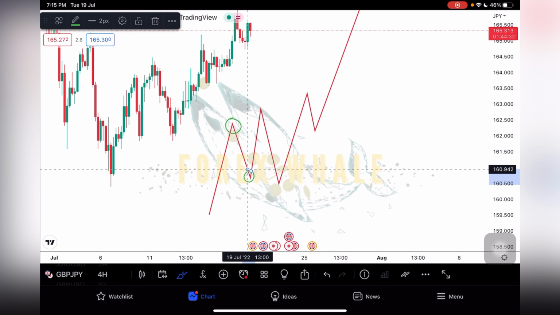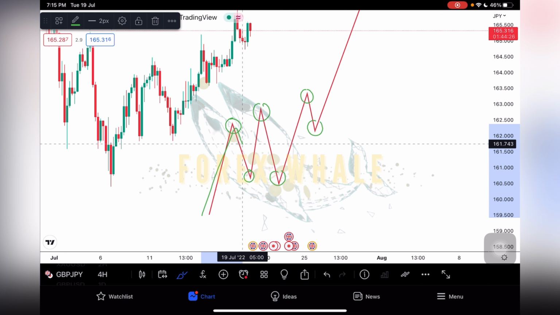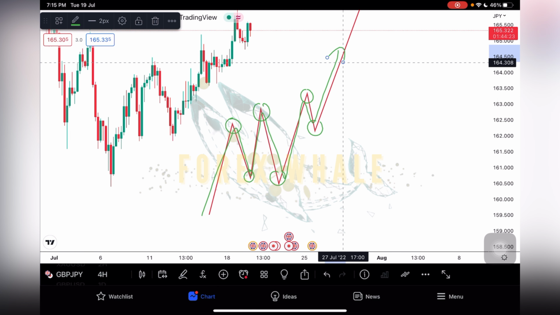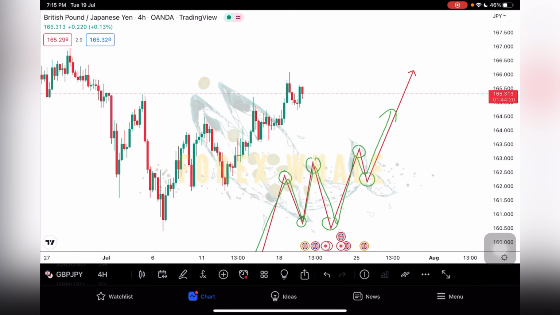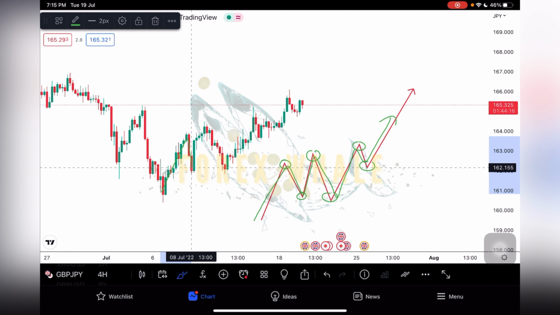We have a higher high, but the previous low is still the same until we have this. So these are the possibilities. Look at it clearly. Once again, I'll draw it again.